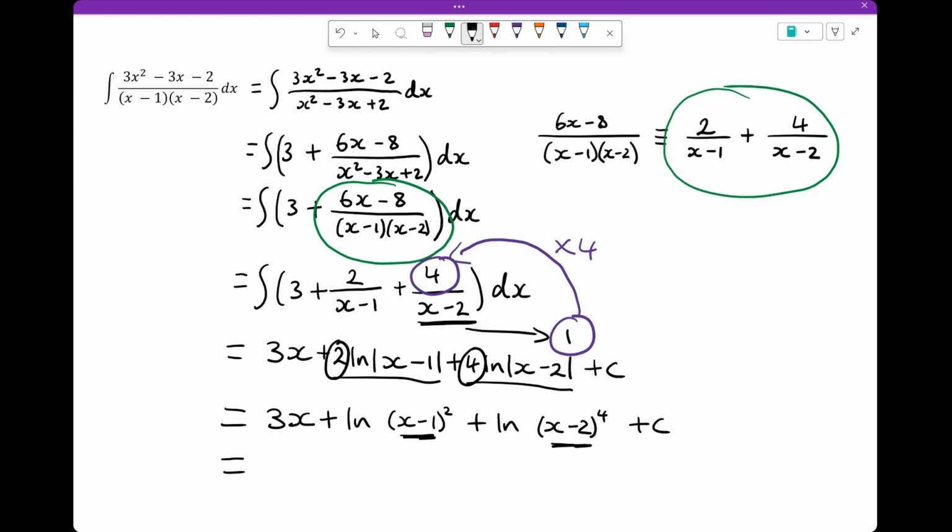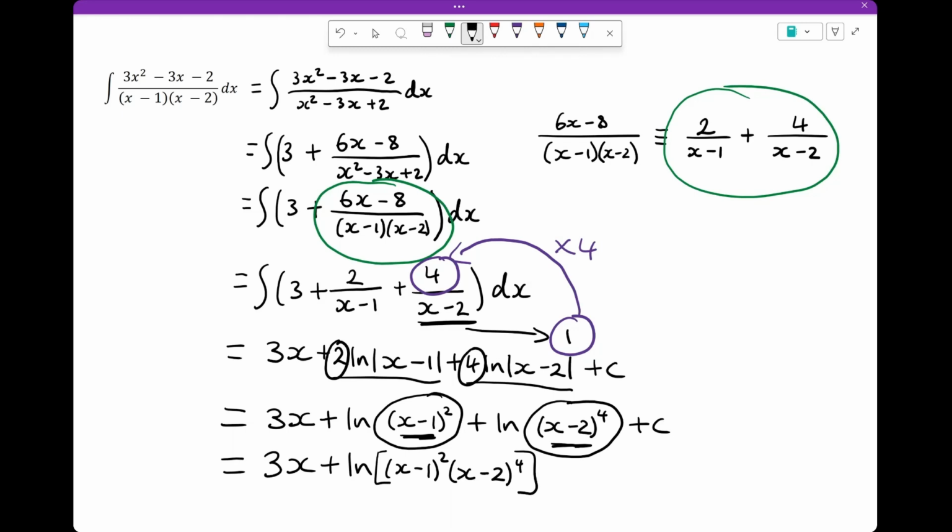Now what we can do is try and use the addition law of logarithms, which means the x subtract 1 squared is going to multiply by the x subtract 2 to the power of 4. So we get plus the natural logarithm of, and it's going to be x subtract 1 squared times x subtract 2 to the power of 4, and then plus c. And that would be my final answer.